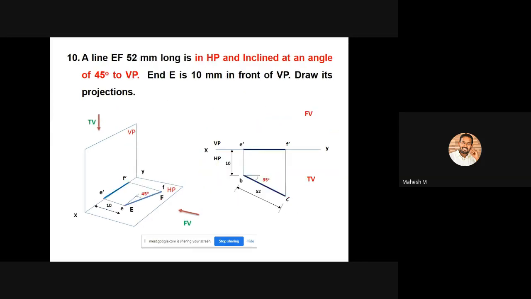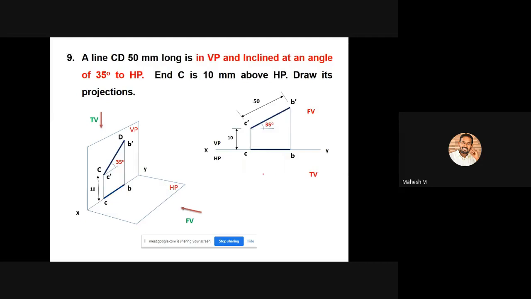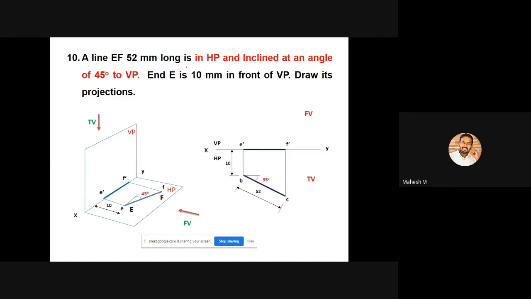Okay. So the next one is directly opposite to our ninth problem. In our ninth problem, it is in VP and inclined at an angle of 35 degree to HP. So the tenth problem is in HP and inclined at an angle of 45 degree to the VP. The true length is 52 mm. That means you'll be getting the front view exactly on the reference line.